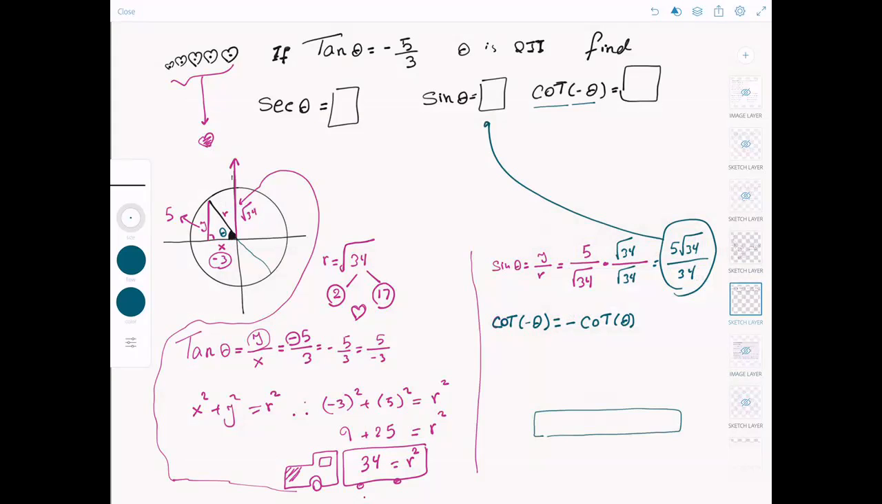So now, what is cotangent of theta? Cotangent of theta, we learned, is x over y, or the reciprocal of tangent, correct? Immediately you could just say -3 over 5. So we have negative -3 over 5. So the answer will be positive 3 over 5.